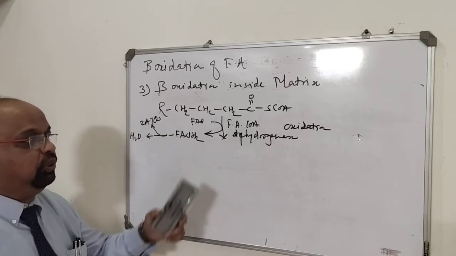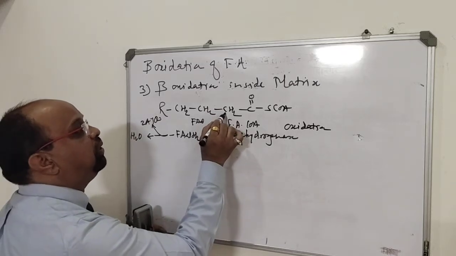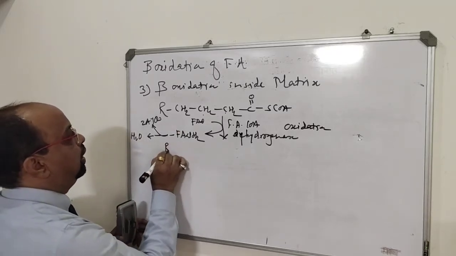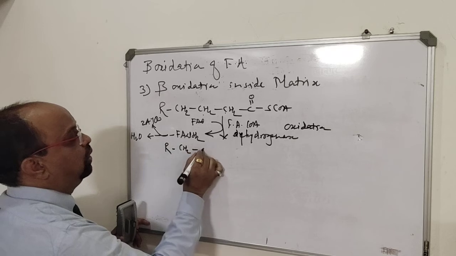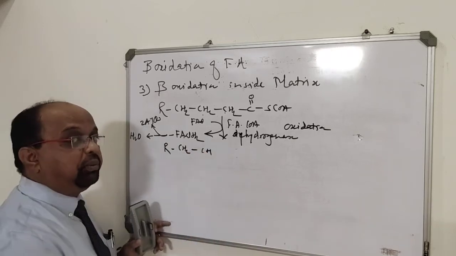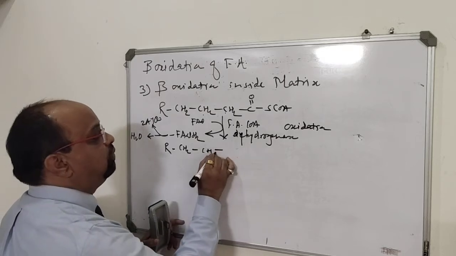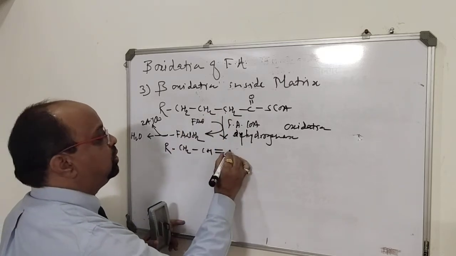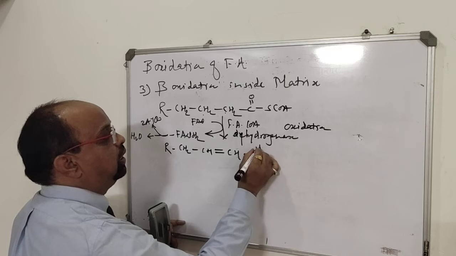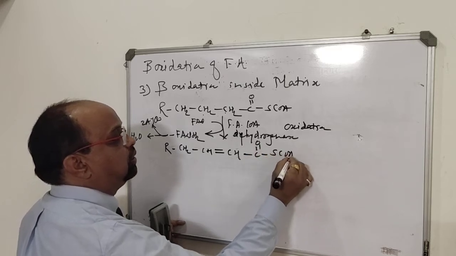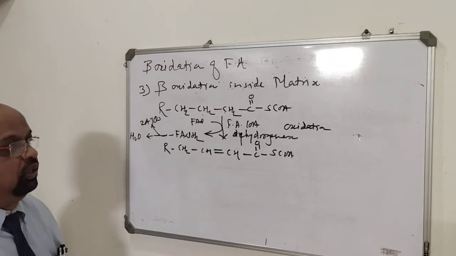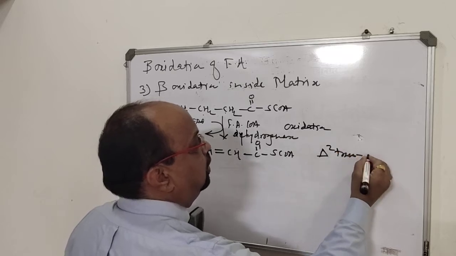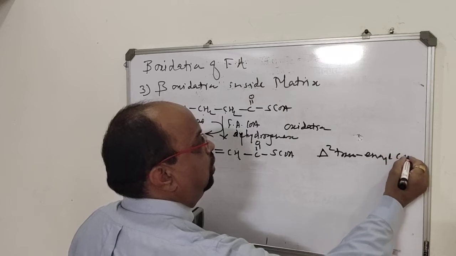Now what happens during this oxidation? See, from this carbon and this carbon, hydrogen atoms are removed. So the structure remains R CH2 CH. Automatically, due to removal of 2 hydrogen atoms, there is creation of a double bond between these 2 carbon atoms, carbon number 2 and carbon number 3. So CH, C double bond O, S CoA. Now this is known as delta 2 trans enoyl CoA.